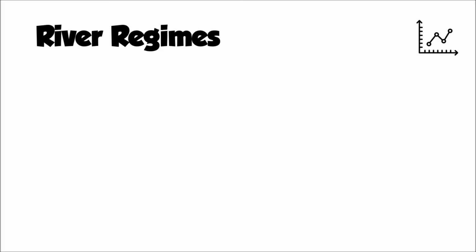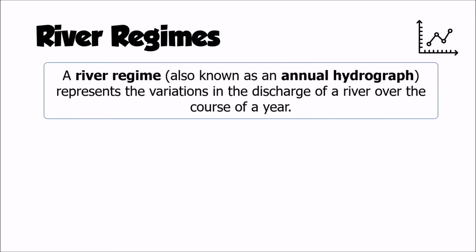In this video we're going to explore the concept of a river regime and also a storm hydrograph. We're going to be examining their features and some of the factors that can influence the discharge of a river. It's important that we start by thinking about what we mean by a river regime.